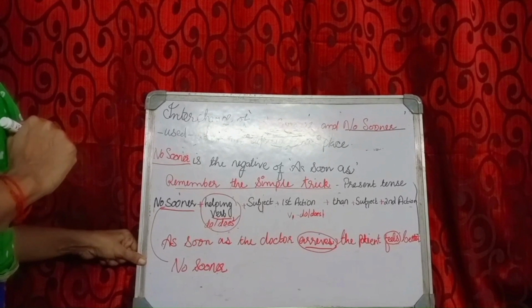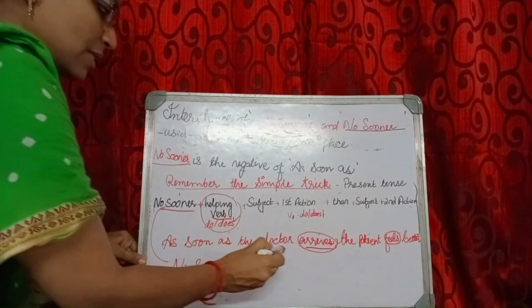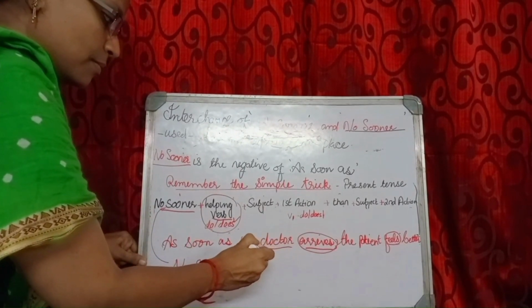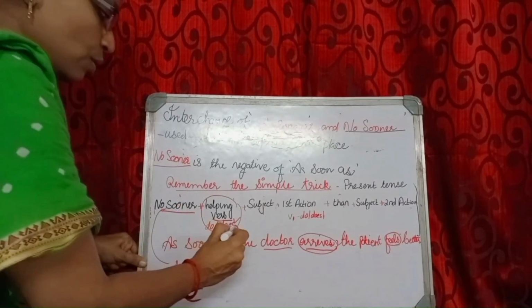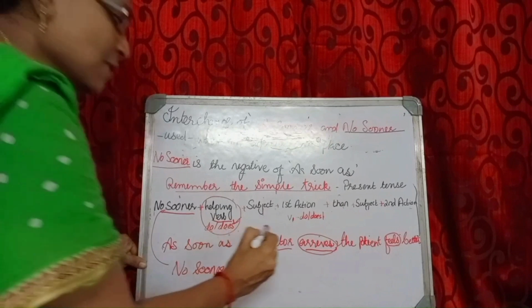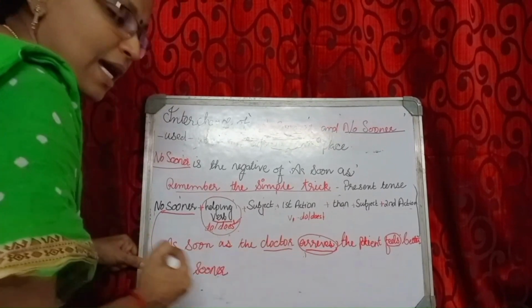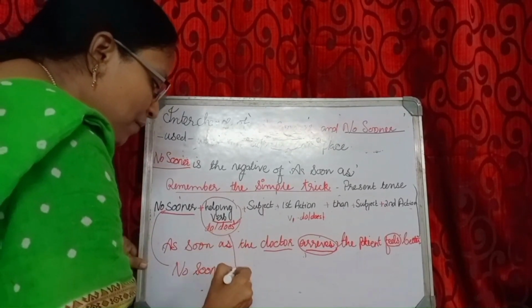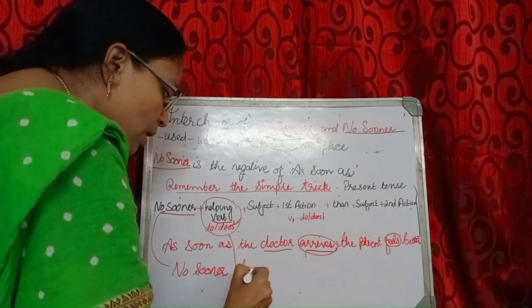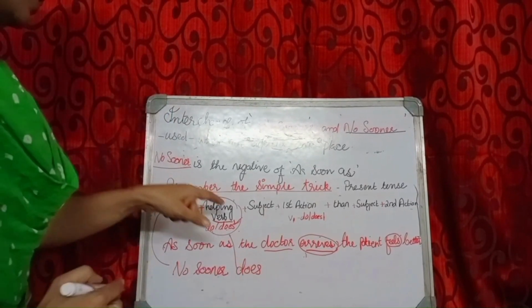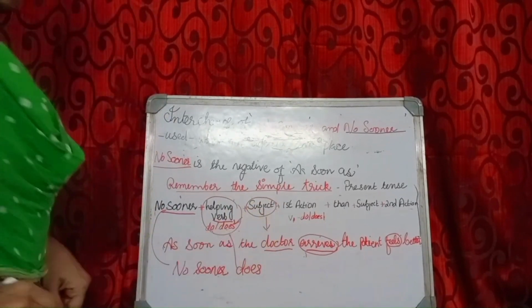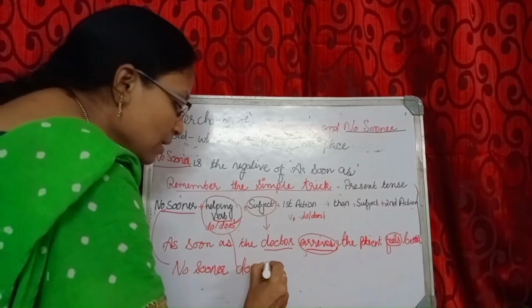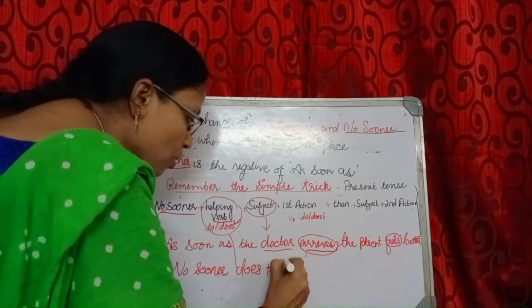We should see the subject. Here the subject is doctor, singular. The noun is singular, so we should use does. Does plus arrive is arrives. So we are writing the helping verb does. No sooner does. The next one is subject. As I told you, the subject is doctor. No sooner does the doctor.